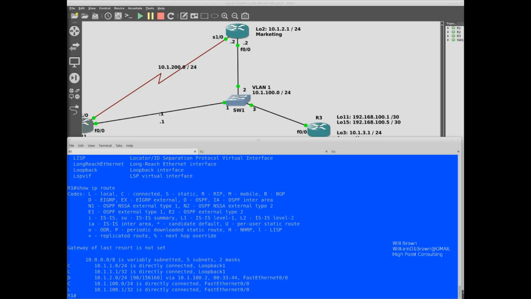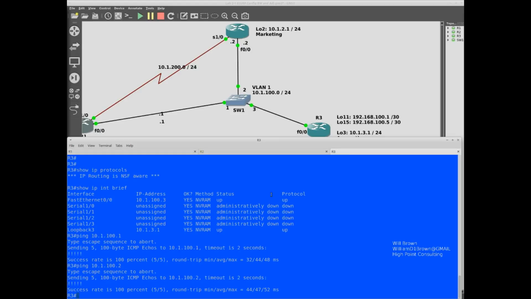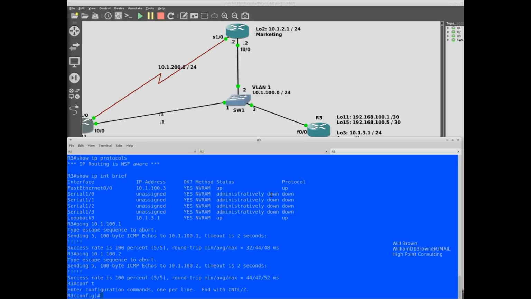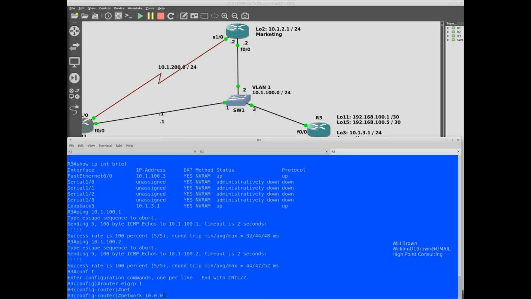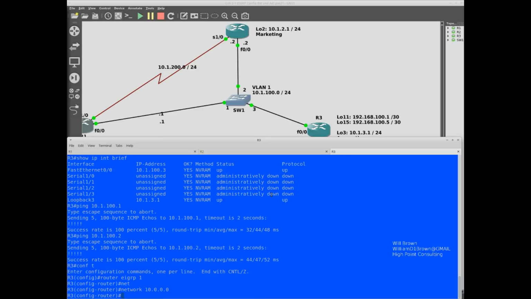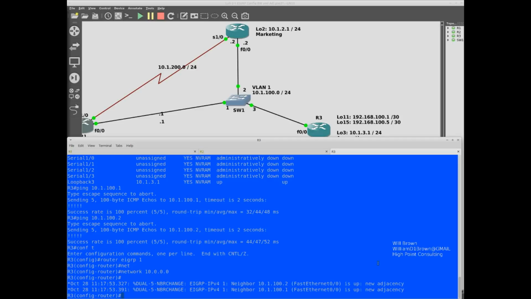And if we come back, we're going to go ahead and set up EIGRP on router 3. Going into global configuration mode, router EIGRP 1, and we'll say network 10.0.0.0. Should be almost immediately we get the 2 adjacencies. The first is the adjacency with router 2, and the second is with router 1. 10.1 is router 1, 100.1 is router 1, and 100.2 is router 2.